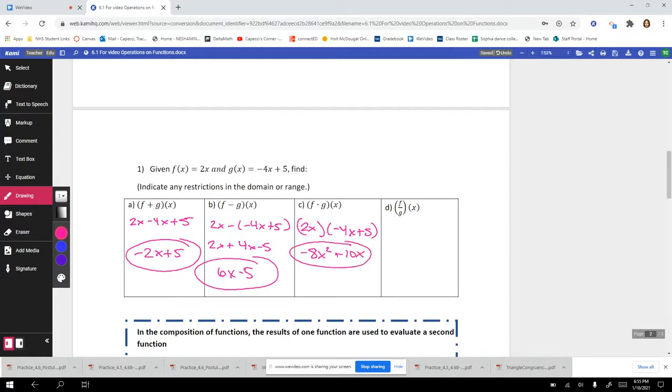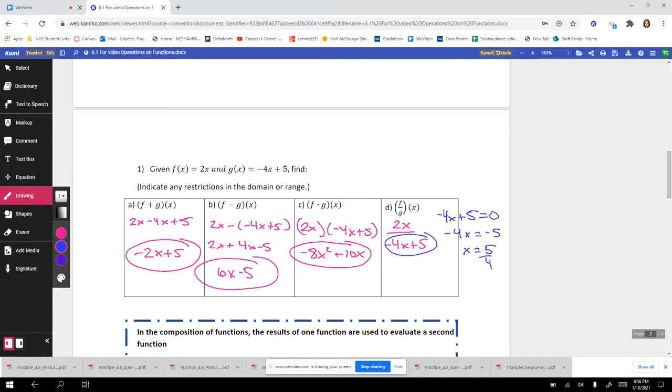Now the last one, division. So I have f of x on the top, and I have g of x on the bottom. And I can't really simplify that. The only thing is, like we said, I can't have my denominator equal to 0. So I have negative 4x plus 5 is equal to 0. I'm trying to figure out what is not going to work, right? So I get negative 4x is equal to negative 5. So x is equal to 5 over 4.